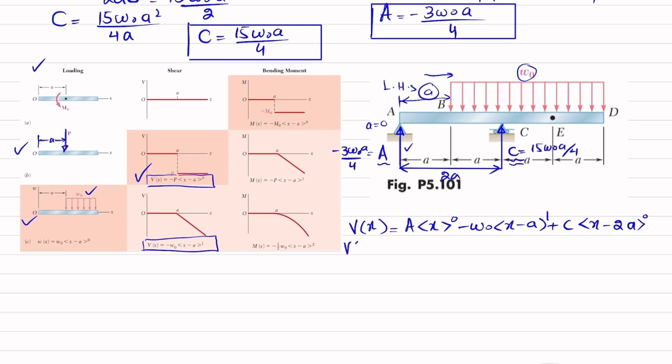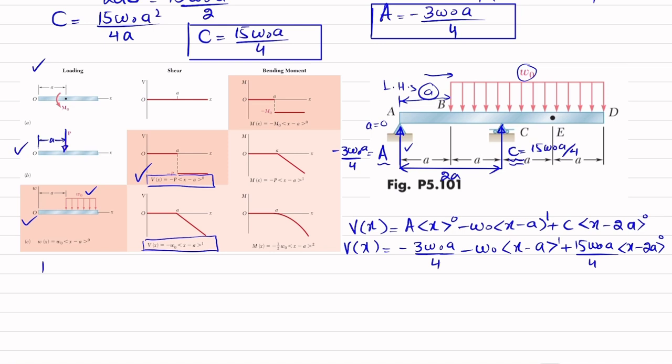You can put the value of A, so A is equal to minus 3 W naught A divided by 4, clear. And since X is equal to 0 at A, 0 to the power 0 is 1. And minus W naught into X minus A to the power 1, plus C, and the C value is 15 W naught A divided by 4 into X minus 2A to the power 0. So this is your shear force equation.